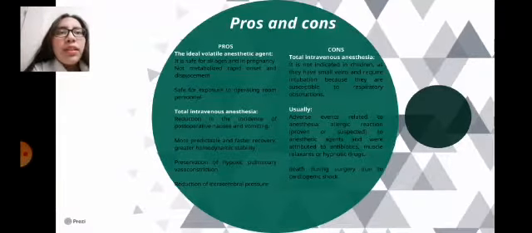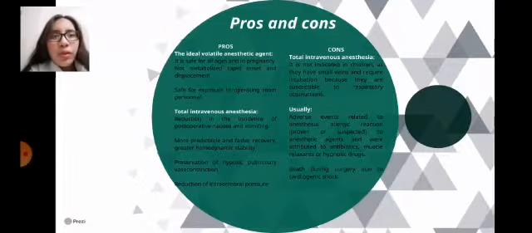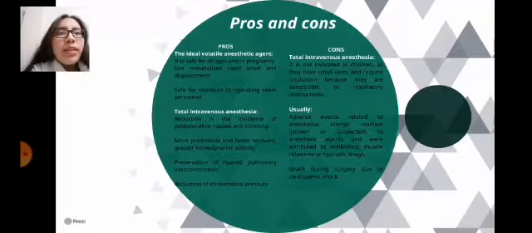Cons: total intravenous anesthesia is not indicated in children, as they have small veins and require intubation because they are susceptible to respiratory obstructions. Usually, adverse events related to anesthesia were allergic reactions, proven or suspected, to anesthetic agents, and were attributed to antibiotics, muscle relaxants, or hypnotic drugs, or occurred during surgery due to cardiogenic shock.